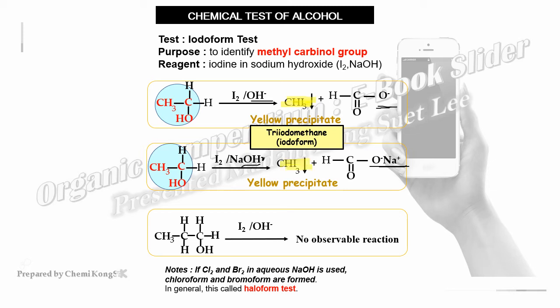If there is no methyl carbonyl group, you look at this alcohol. This carbon is not attached to methyl carbonyl. This is not methyl carbonyl. Okay, this one is not methyl carbonyl. That's why there is no observable change. So no yellow precipitate is formed for the negative result. Okay, in general we call it the Iodoform test as well.